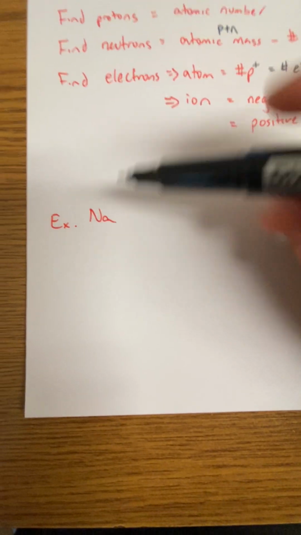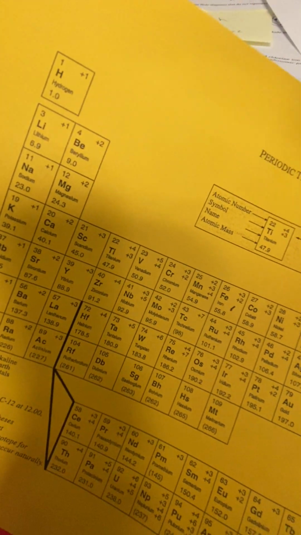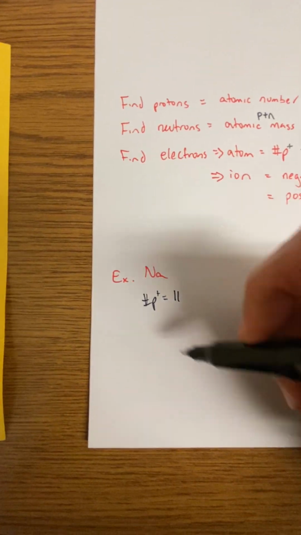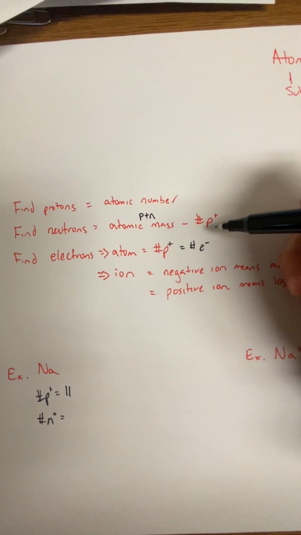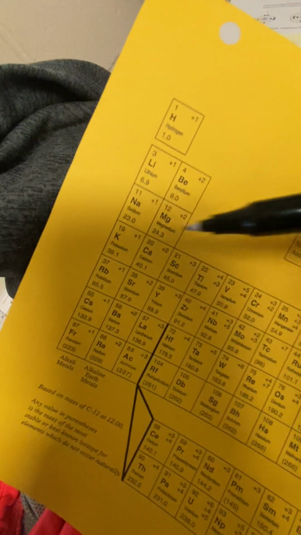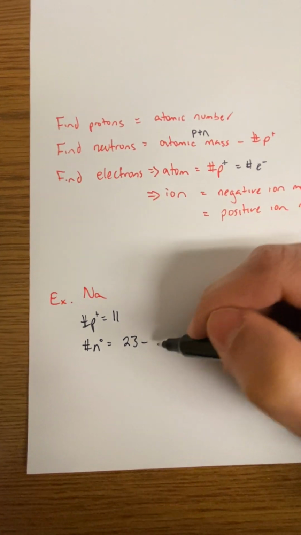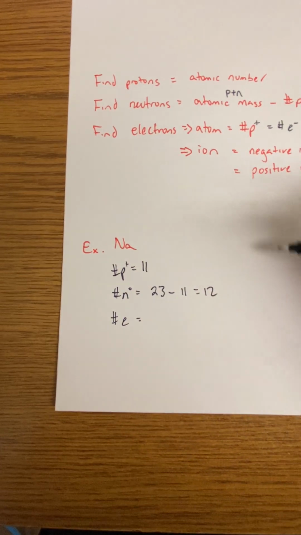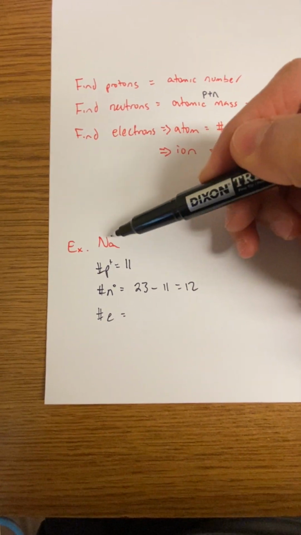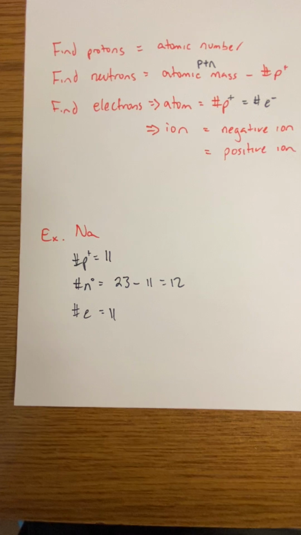In the example of sodium, to find the number of protons, I first need to look at my periodic table to look at the atomic number. Sodium is found over here, and it has an atomic number of 11. That tells us that this has 11 protons. To find the number of neutrons, remember, I need to take the atomic mass and subtract the number of protons. The atomic mass of sodium is 23. So 23 minus my number of protons, which is 11, gives me 12 neutrons. And to find the number of electrons, I need to remember that sodium in its atomic state, or as an atom, has the same number of positives as negatives, and therefore there's 11 electrons as well.